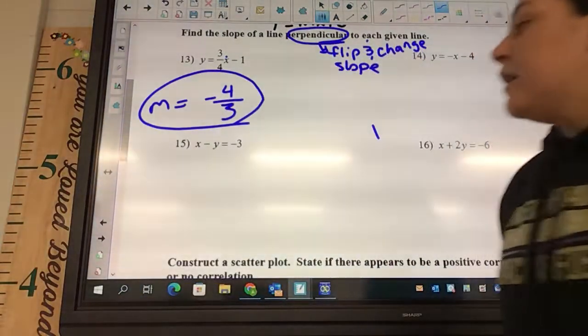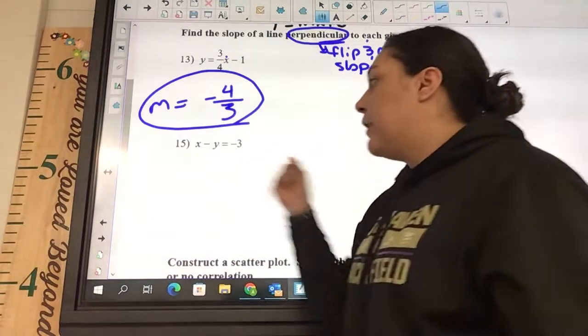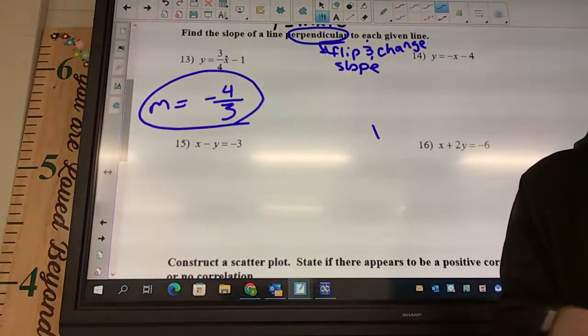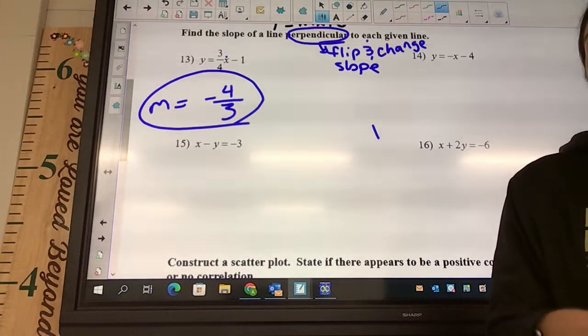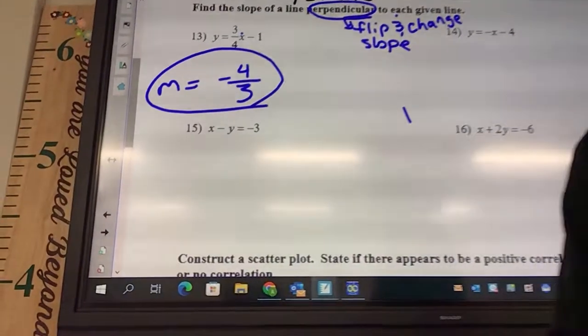Okay, 15 says the same thing. So we're trying to get the y by itself and we look at it and it's not. So the steps are still going to be the same. You're always going to add or subtract the x's and then divide by the number next to y. So we need to add or subtract the x's.